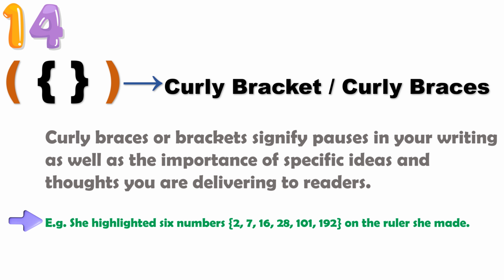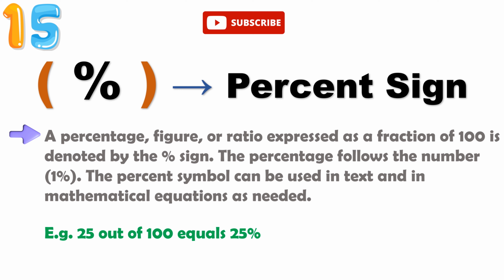Percent sign. A percentage, figure, or ratio expressed as a fraction of 100 is denoted by the percent sign. The percent sign follows the number, 1%. The percent symbol can be used in text and in mathematical equations as needed. For example, 25 out of 100 equals 25%.